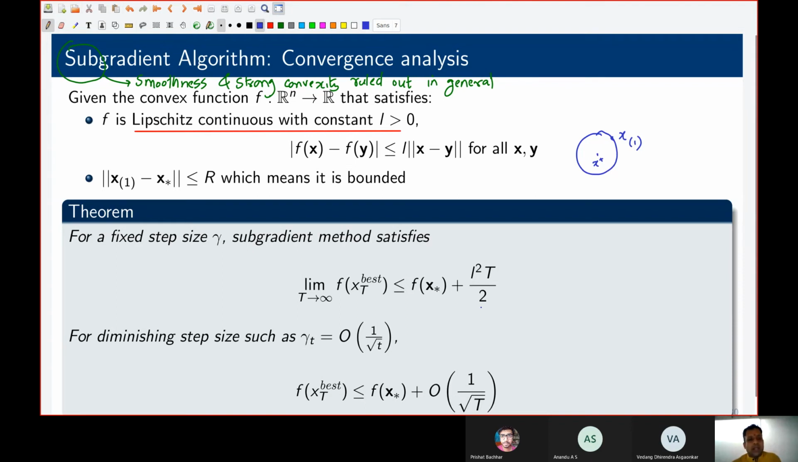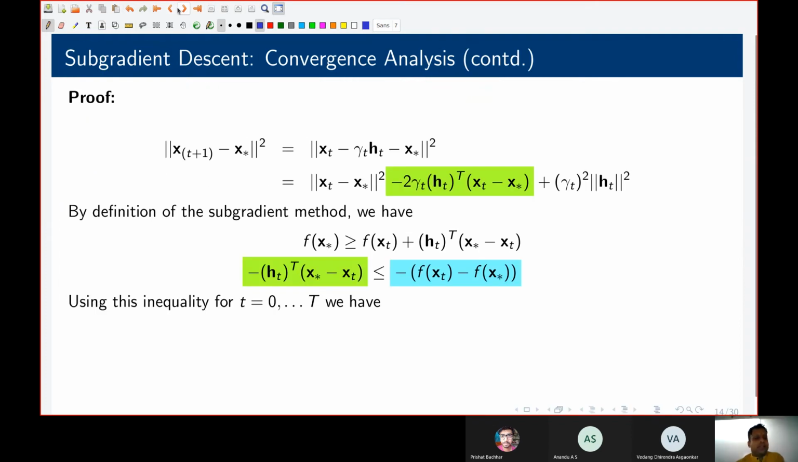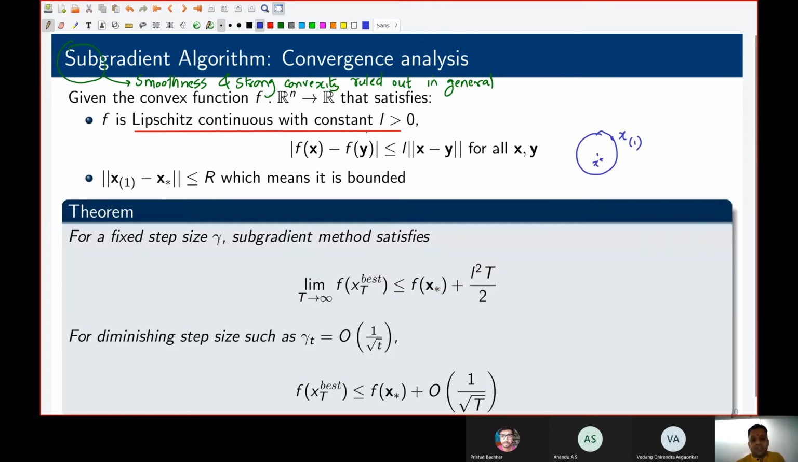So the diminishing step size is important. If you have diminishing step size, let's say order 1 upon square root t, which has a summation going to infinity, then you'll basically have f of x best is less than or equal to f of x star plus order 1 by square root t terms. So we'll do the proof. I'll be posting the proof. No, but this is at least somewhat helpful, right?